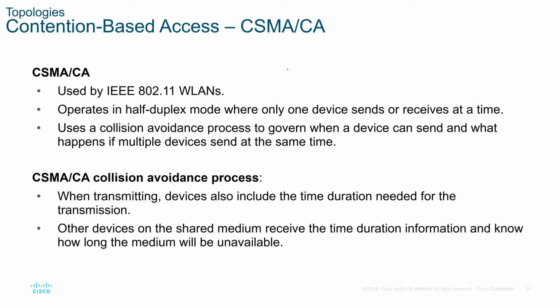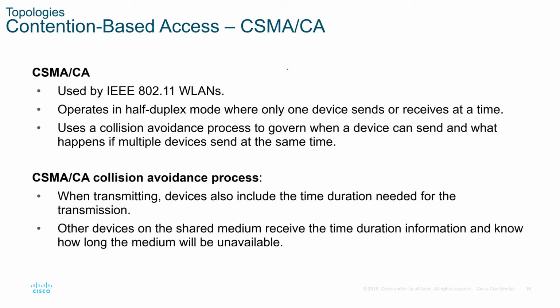Carrier sense multiple access with collision avoidance. This is used by the 802.11 wireless LANs. Again, it operates in half duplex mode, where only one device sends or receives at a time. There are now devices that will also do full duplex, in that they use one frequency for sending and one frequency for receiving. It uses a collision avoidance process to govern when a device can send and what happens if multiple devices send at the same time.